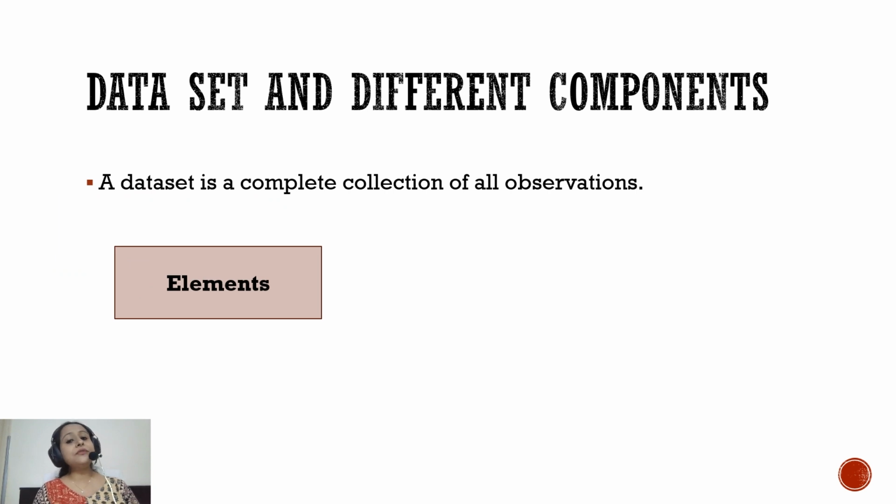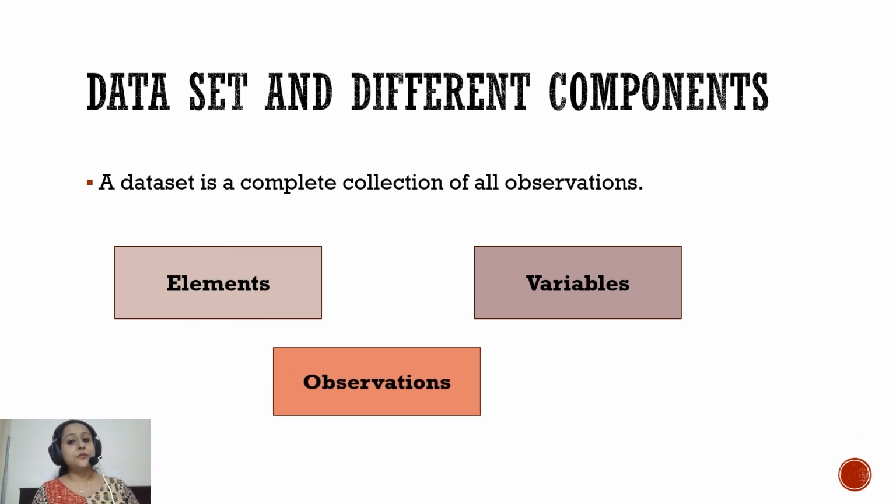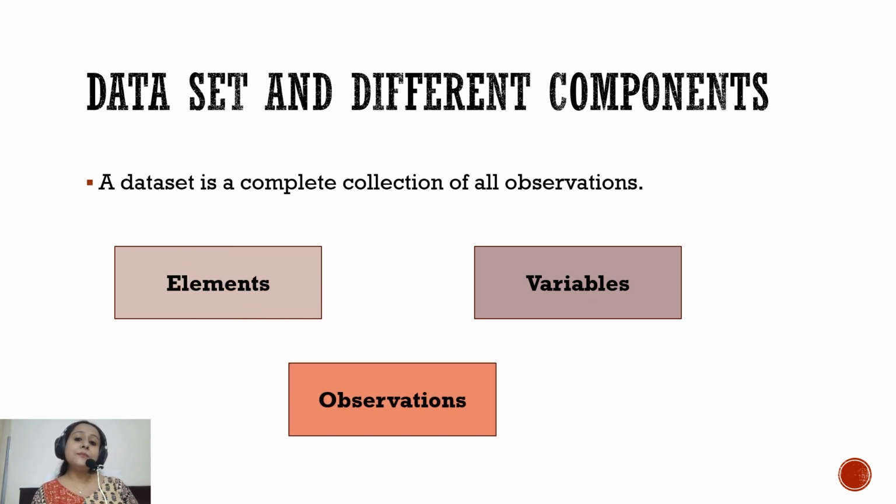A dataset again will have three components: elements, variables, and observations. So what are elements? Elements are the subjects on which you are collecting data. For example, you are doing a survey in a school or college on students. So students are the subject on which you are collecting information. So students are the elements here because they are the subject of this study.